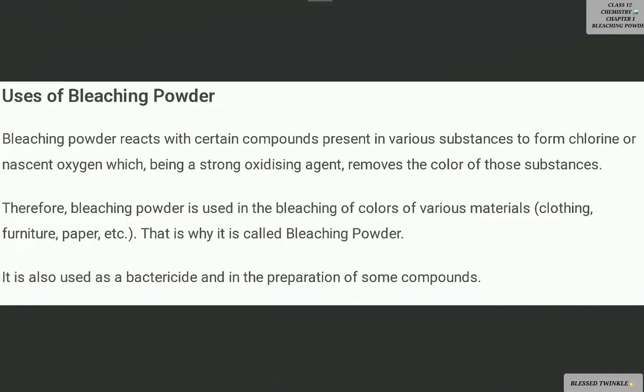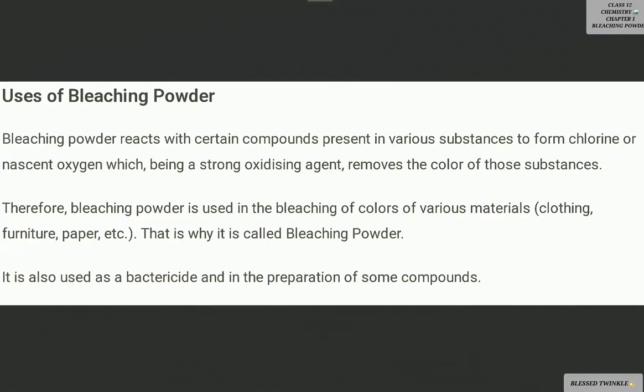Note, we have an important note here. Bleaching powder has wide applications in different industries. For example, it is used for bleaching wood pulp in the paper industry, bleaching cotton and linen in the textile industry, used for disinfecting drinking water supply, and also used in the manufacturing of chloroform. These were the uses of bleaching powder. We have some more uses as well.